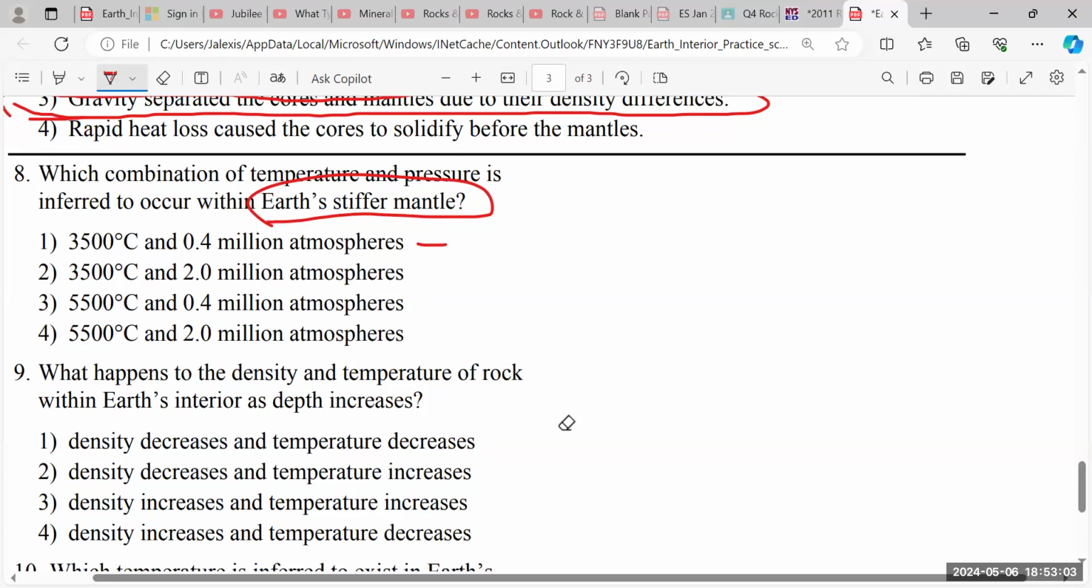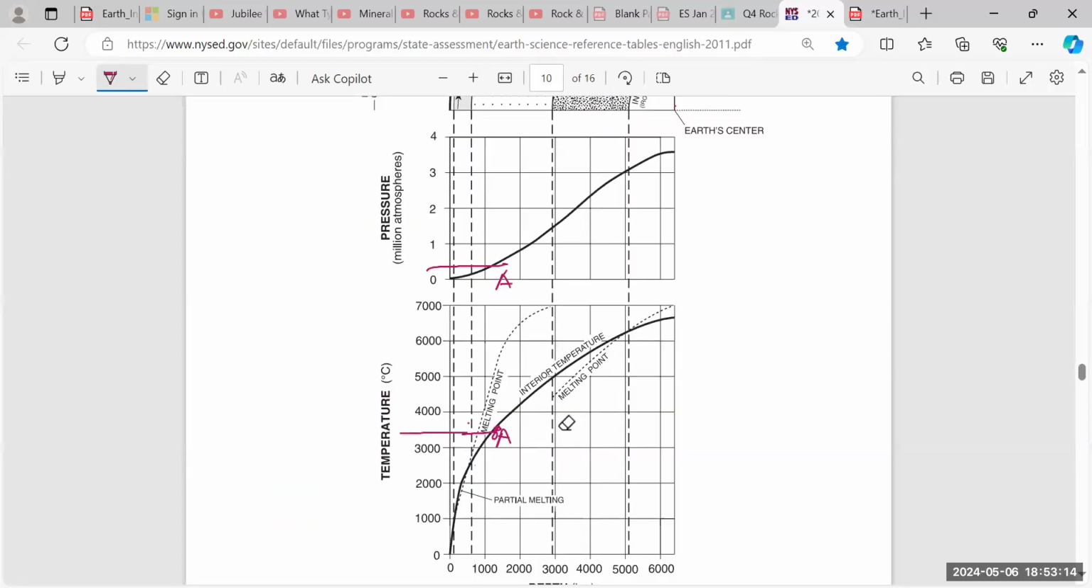The second is 3,500 degrees Celsius and 2 million atmosphere. So we're going to test this one out now. All right, and let's see. So 3,500, let's do this a different color. Let's do red. 3,500 degrees Celsius is right here. So I'm going to put A comma C. All right. And it says 2 million atmosphere for the pressure, and it looks like it's going to be labeled right here. I should label this actually B. Yep, let me label this B. All right, so we're going to keep that in mind.